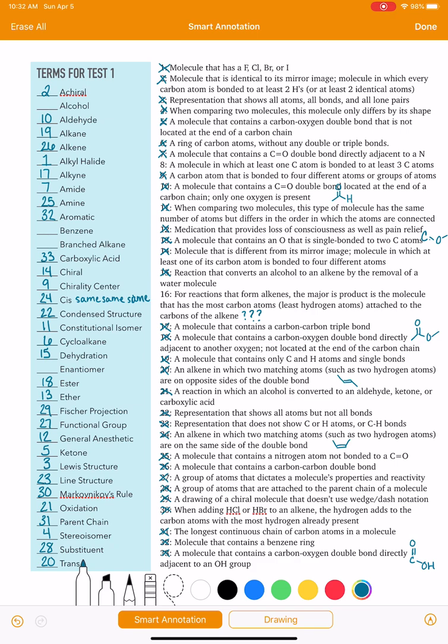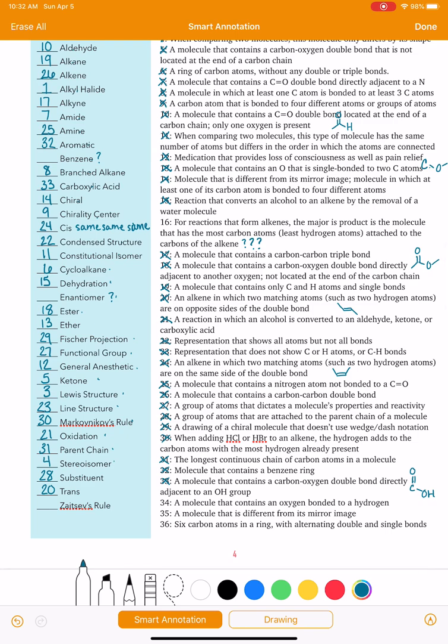Oh, I skipped 8. Number 8, a molecule in which at least one carbon atom is bonded to at least 3 carbon atoms. Looking at what we have left, that's going to have to be branched alkene. And why do we have, I somehow ended up with some extra words here. 1, 2, 3, and so on up to 35. 35 words with, oh, there's more definitions. I gotta scroll down. Genius.